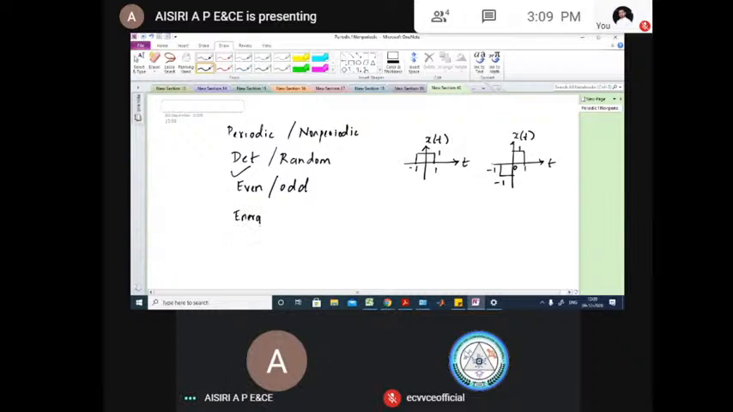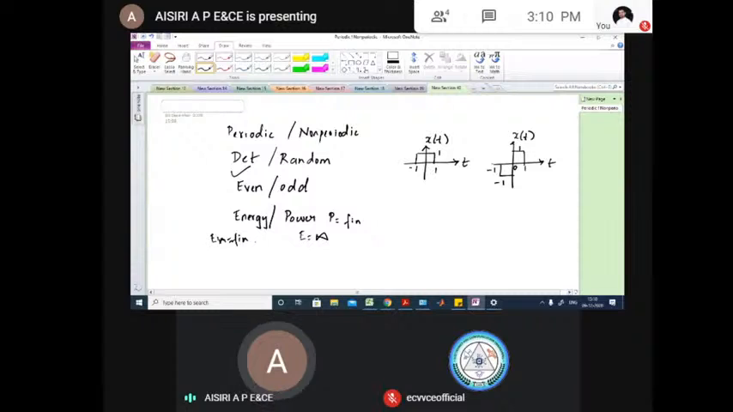Energy or power. If the energy of the signal is finite, then it is said to be an energy signal, and if the power is finite, then it is said to be a power signal. In case of a power signal, energy is infinite, whereas power is some finite quantity. For an energy signal, energy is a finite quantity, whereas the power is 0. So that's how energy and power signals are classified.